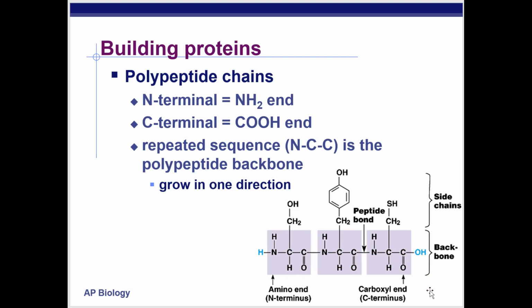So even though these are dehydration synthesis reactions, they don't just randomly occur because, oh, look, we have an extra hydrogen, we have an OH. Nope, an enzyme is necessary, a protein enzyme, to link these amino acids together. So here's our N-terminus, and here's our C-terminus.